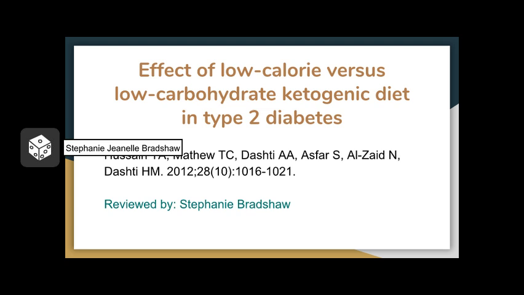The second study I evaluated was the effect of low-calorie versus low-carbohydrate ketogenic diet in type 2 diabetes. The article was written by T.A. Hussein et al. and reviewed by me, Stephanie Bradshaw.